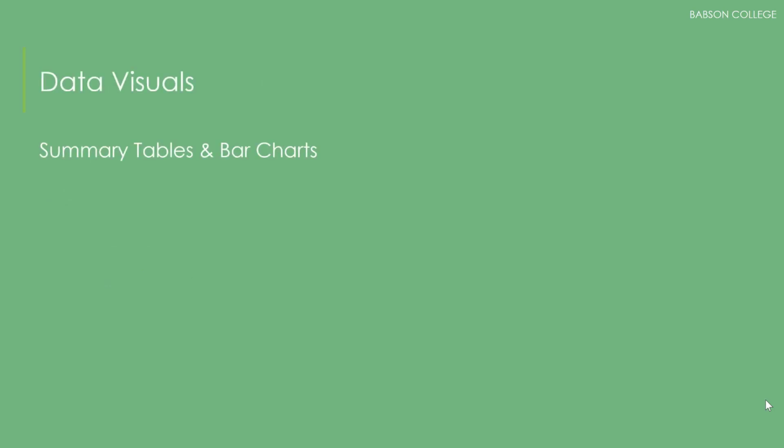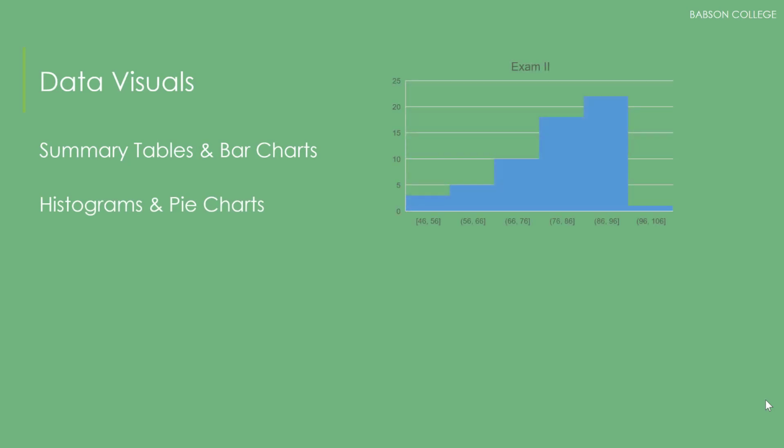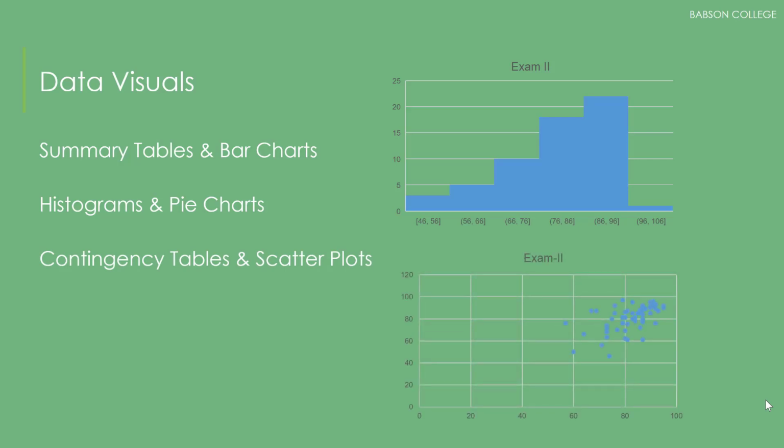We talked about summary tables and bar charts, histograms and pie charts. There's a little histogram from my most recent exam where you can see there's a tail to the left making it left skewed. Contingency tables and scatter plots. Here's a scatter plot of my exam 1 versus exam 2 scores, where you can see that there's not as much variation at the high end as there is at the low end, which is somewhat to be expected. Usually the good students score well on both tests.